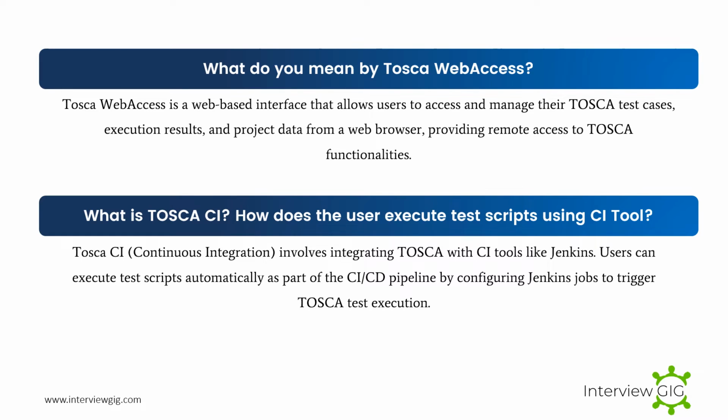What is TOSCA CI? How does the user execute test scripts using CI tool? TOSCA CI, continuous integration, involves integrating TOSCA with CI tools like Jenkins. Users can execute test scripts automatically as part of the CI/CD pipeline by configuring Jenkins jobs to trigger TOSCA test execution.